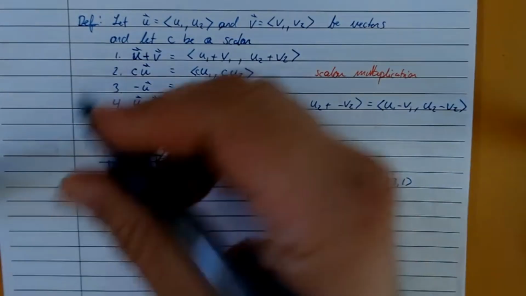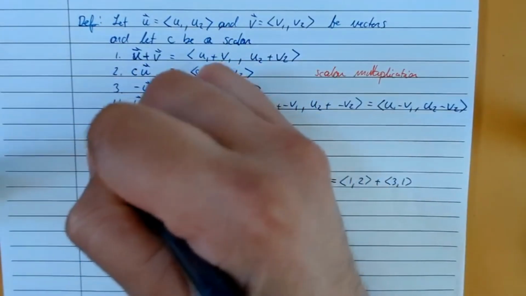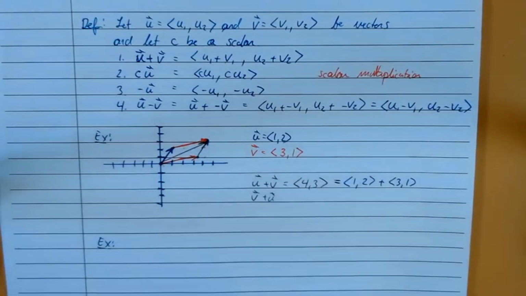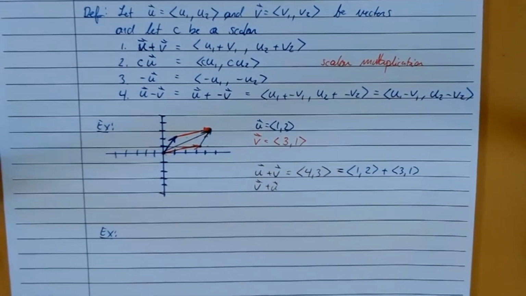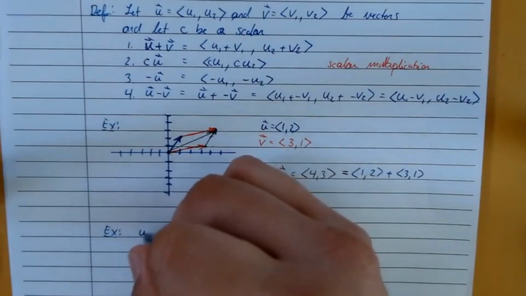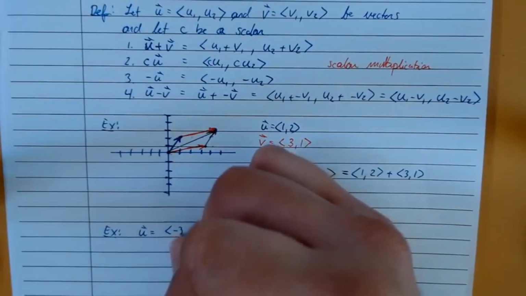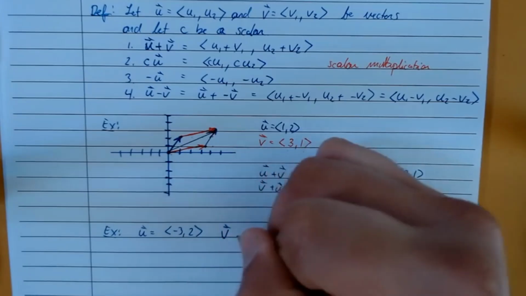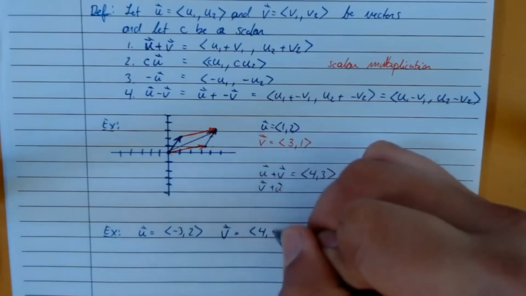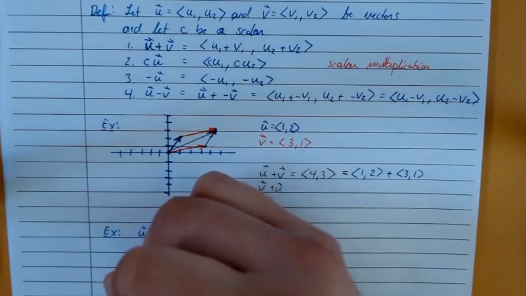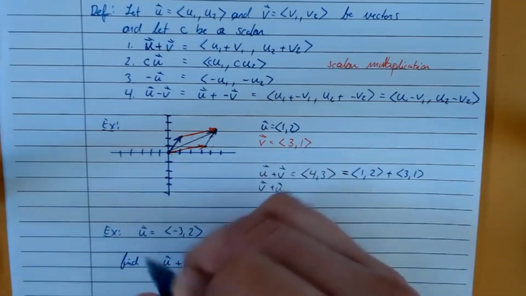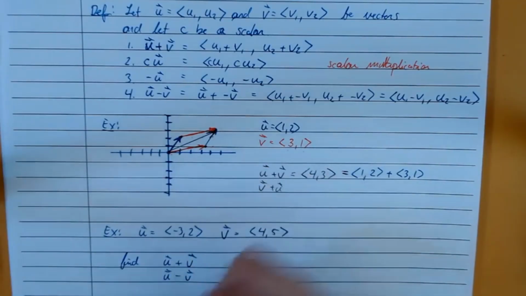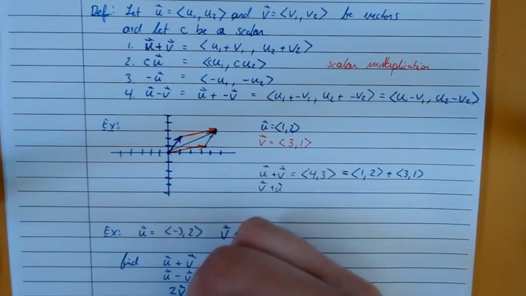Let's look at one more example. Here's an example done visually. Let's take a look at one more example done purely algebraically, to disabuse ourselves of the notion that this has to be done graphically or that it has to take all this amount of effort. Let's say we have the vector u equal to -3, 2, and let's say the vector v is equal to 4, 5. Let's go ahead and find the following: u plus v. Let's find u minus v. Let's find 2 times v. And let's find u minus 2v.